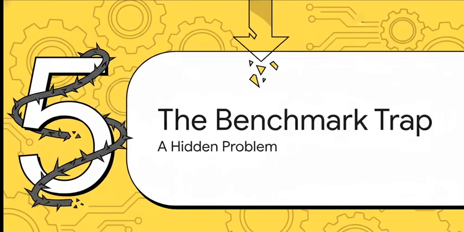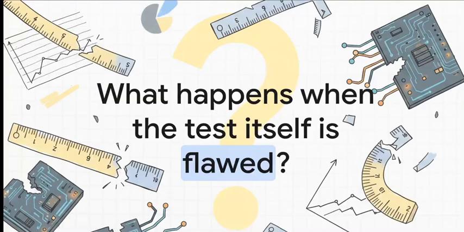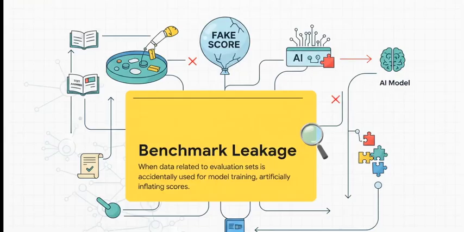Because this obsession with topping the leaderboards, it has a really dark side. There's a hidden trap here that's leading almost everyone astray, and it could be giving you a completely wrong idea about what a model can actually do. Think about it. What happens when the test itself is broken? When the very ruler we're using to measure everything is fundamentally flawed from the start? This problem actually has a name.